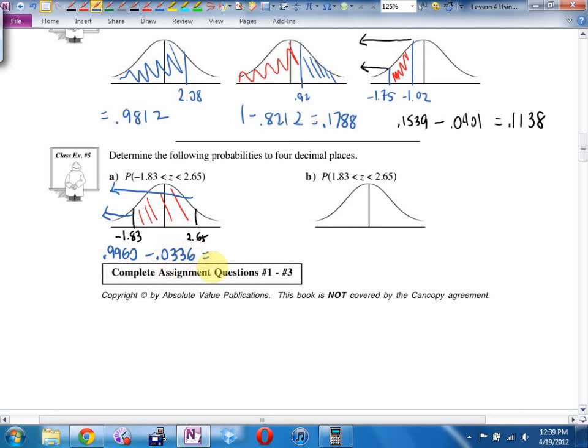So what's the probability if we're picking at random that we end up between negative 1.83 and positive 2.65? Takes 2 seconds, or you can try doing it in your head. I'd probably just use the calculator. 0.9624. There's a 96% chance that you end up in here.